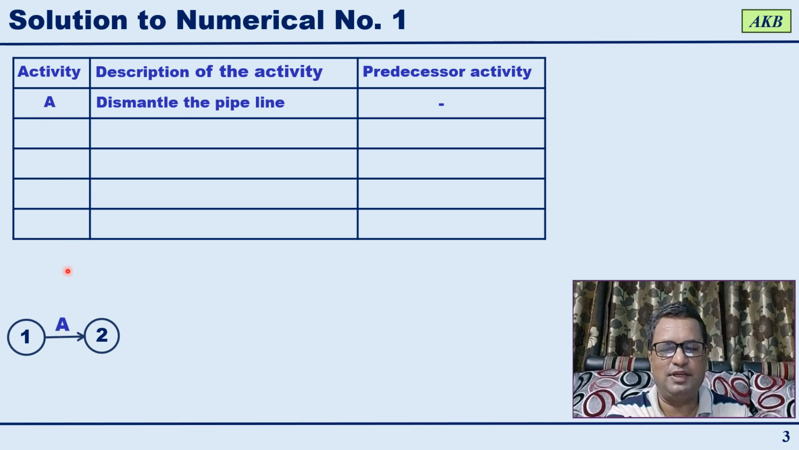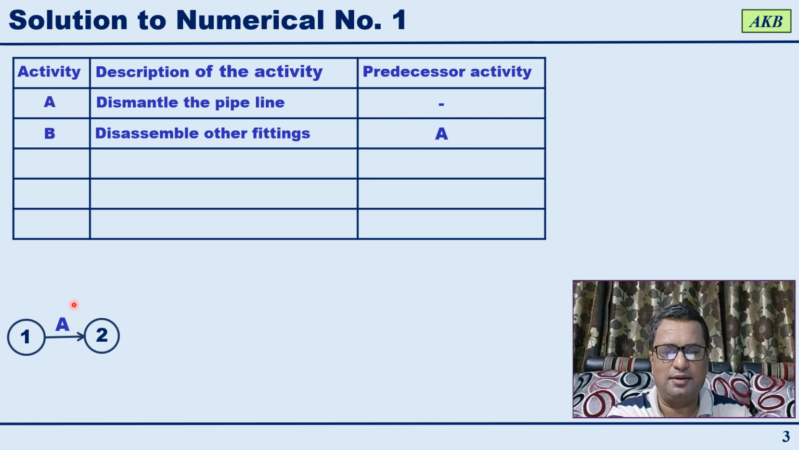Okay, so activity A on the network diagram, on AO diagram, will be represented like this. Now let us move ahead to activity B. Activity B is disassemble other fittings. And for this activity, the predecessor activity is activity A. That means activity B is going to start only when A gets completed.